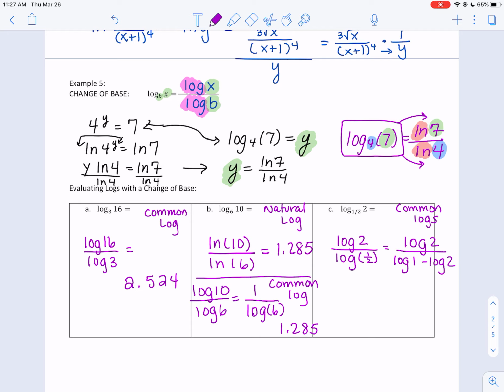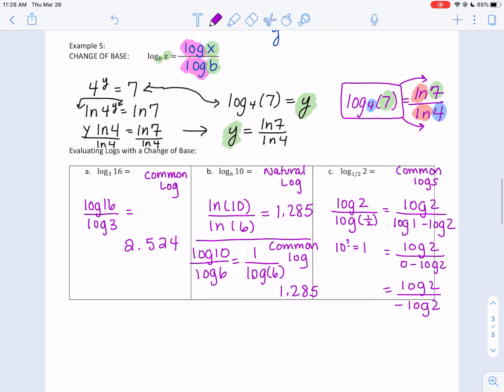If you recall, log 1, you could ask yourself, 10 to what power gives me 1? Well, we know that's to the 0 power. So this expression here is really the same as log 2 over 0 minus log 2, or really, log 2 divided by a negative log 2. Well, if we have log 2 divided by log 2, that's just 1. This expression is actually just equal to -1.